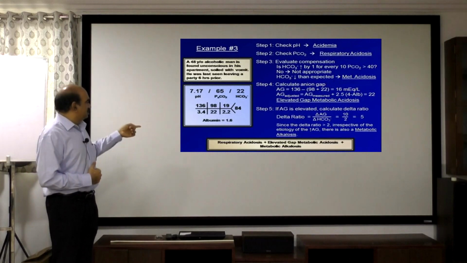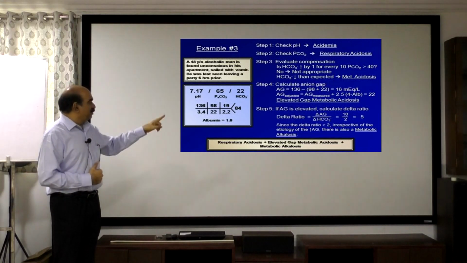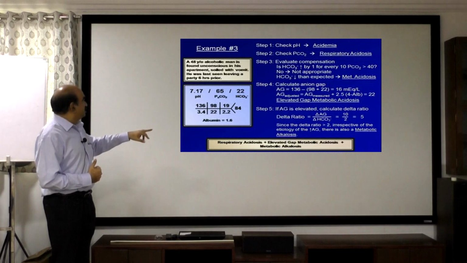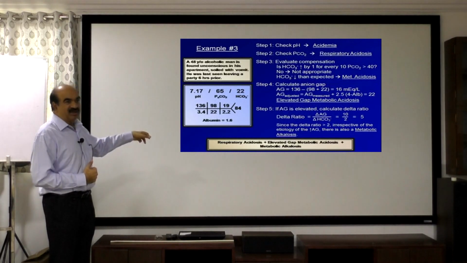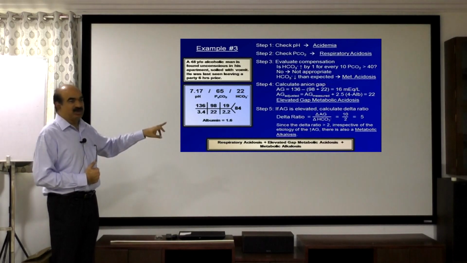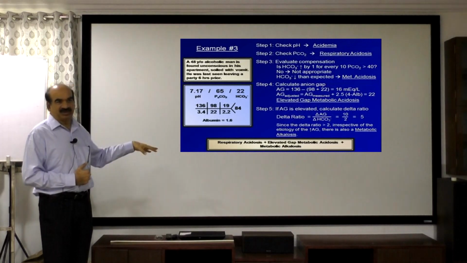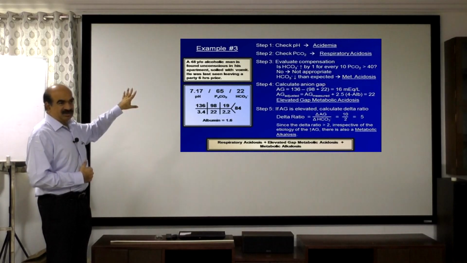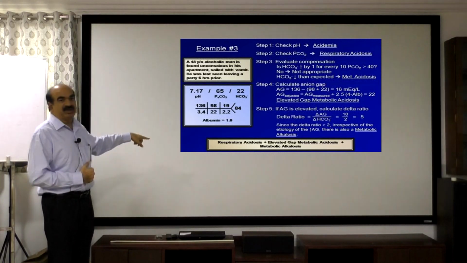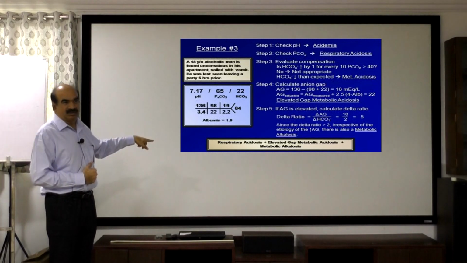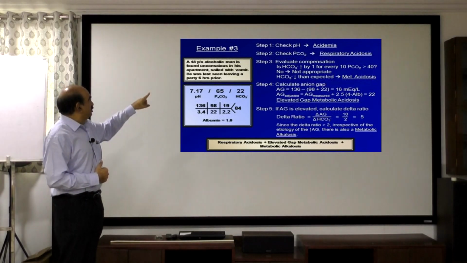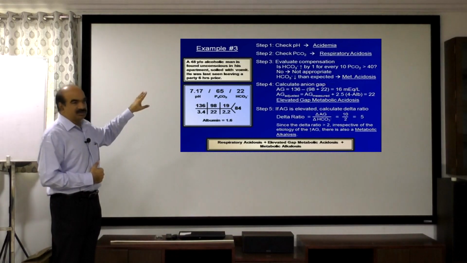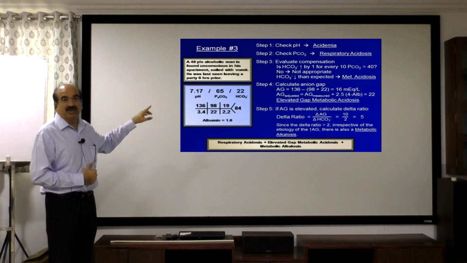Okay. So there is elevated gap metabolic acidosis with respiratory acidosis and additional metabolic alkalosis. The triple acid base disorder. The patient is alcoholic, found unconscious. Alcoholic unconscious, that could be the reason for respiratory acidosis. And vomiting could be the cause for metabolic alkalosis.